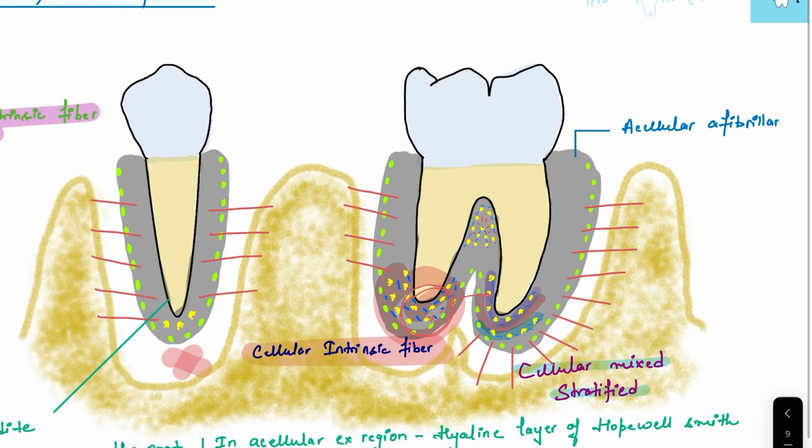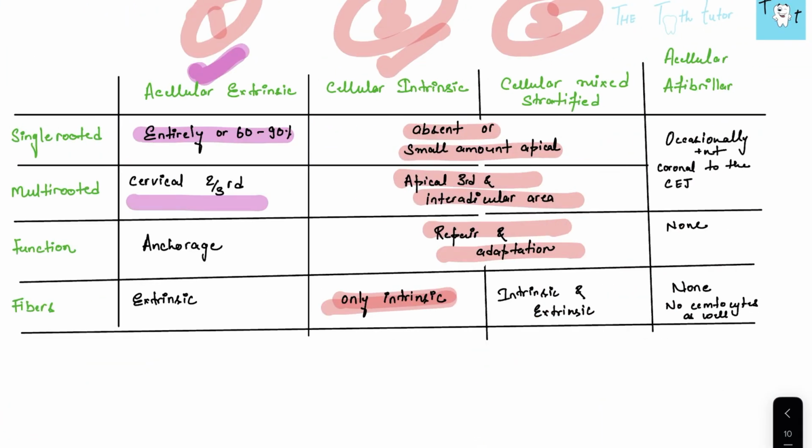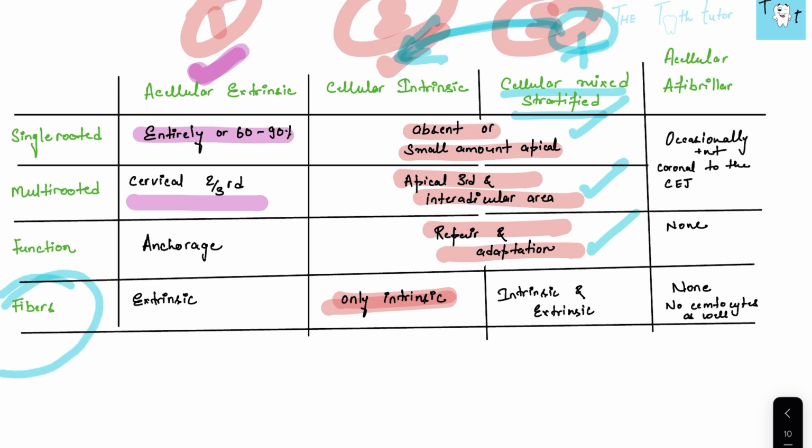Okay, so that's why in the table it has all the same features. Okay, it is absent in single rooted teeth, it is present in the apical region of the multi-rooted tooth. The function is repair and adaptation. They are essentially the same things. Okay, it just has one other layer, and what this was, it was a part of this cementum. So we discussed a part of cellular mixed stratified cementum as cellular intrinsic type cementum. Okay, and then since we are talking about the whole part, it has both extrinsic and intrinsic fibers.